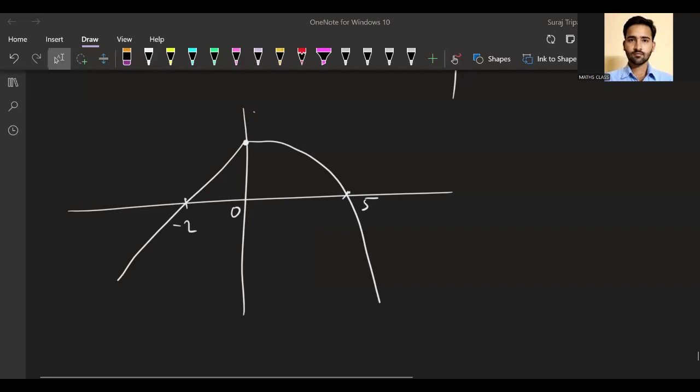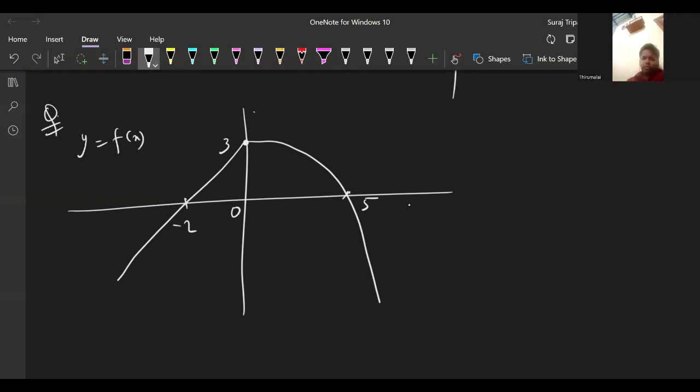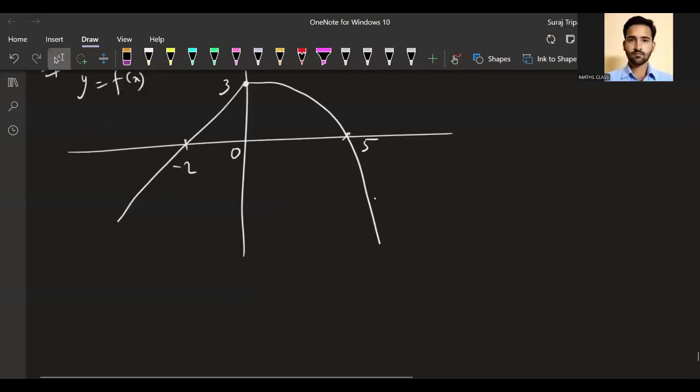Is there anything left? Just this one, right? Sir, the y-intercept you can take is 3. So this is the graph of y equals to f of x. Now you have to find out the manipulations. This is the graph that is given, right? Now I'm giving some manipulations.